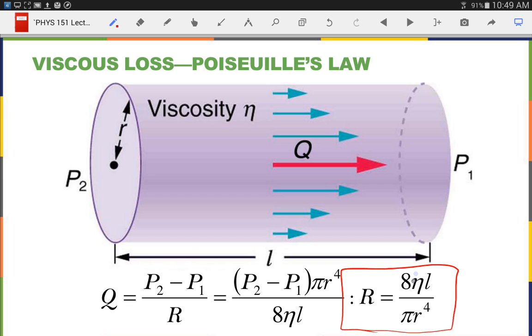Now notice the resistance has 8 times this character. Does anybody know what the name of this character is? Because I did not name it. This character here for viscosity. Eta.